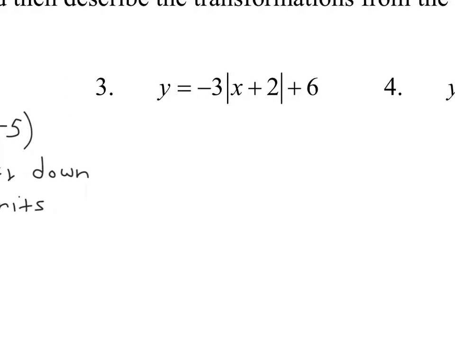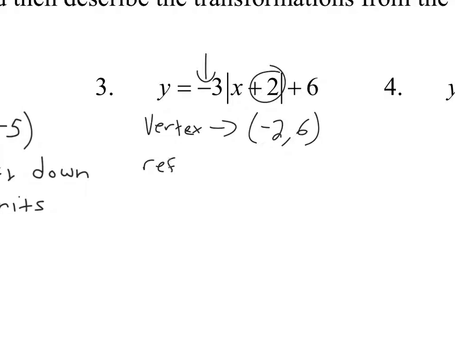Okay. Next, let's start with our vertex. Our vertex here, the number in the h position would be negative 2, because here we have a positive 2. So negative 2 comma 6 would be our vertex. Next, this negative is going to cause a reflection across the x-axis.